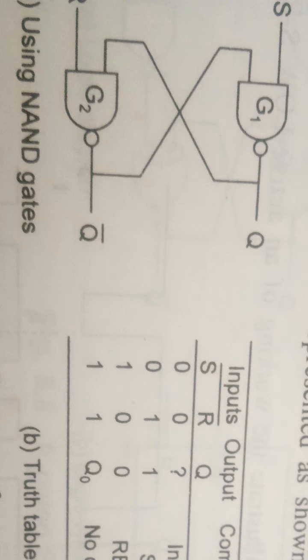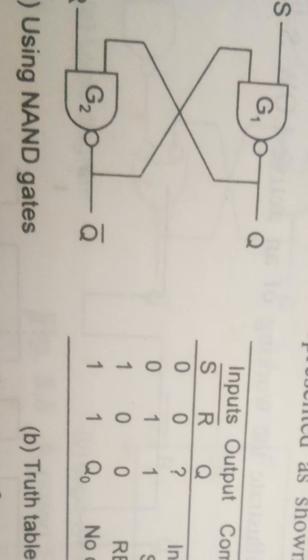Now if Q is equal to 0 and Q bar is 1, then input S is 0 and R is 0, then G1 inputs are 0 and 1, and so the output Q is equal to 1, and G2 inputs are 0 and 1, and so its output Q bar will be equal to 1. And therefore whenever the inputs are S and R both 0, both Q and Q bar will become equal, which is an invalid condition which should not be achieved.